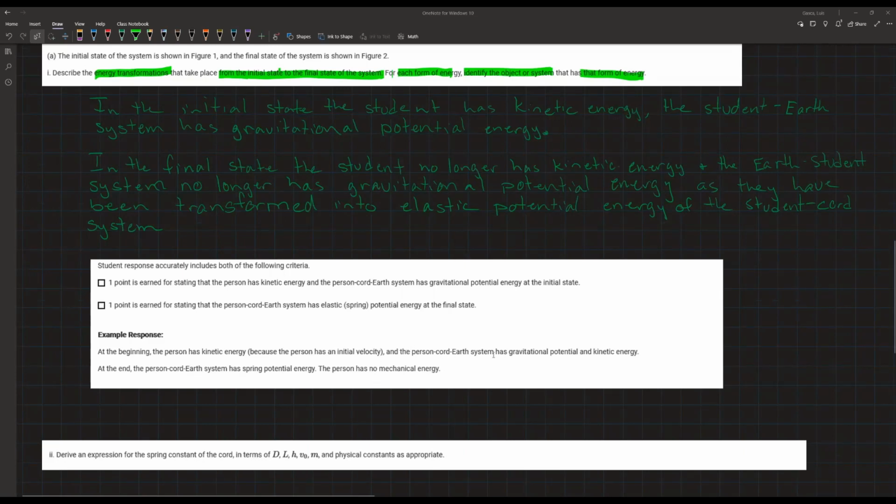The person-cord-Earth system has gravitational potential energy and kinetic energy. So here they're already just calling the whole system that. And then at the end, we just have spring potential energy. And they say that the person has no mechanical energy. That's because this is kind of like a contradictory statement, or it can be a little confusing here. They say the person themselves has no mechanical energy, but that's because the person-cord-Earth system has the potential of the mechanical energy in the form of spring potential.